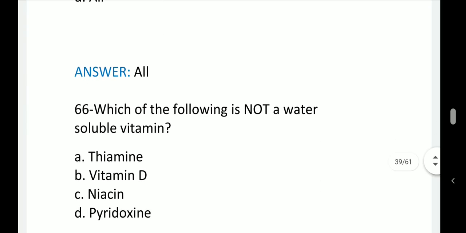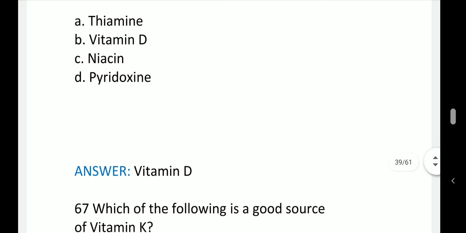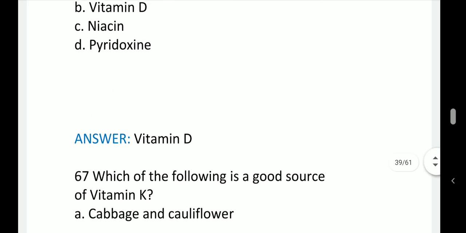Question number 66. Which of the following is not a water-soluble vitamin? Option A, thiamine. Option B, vitamin D. Option C, niacin. Option D, pyridoxine. Answer is option B, vitamin D.